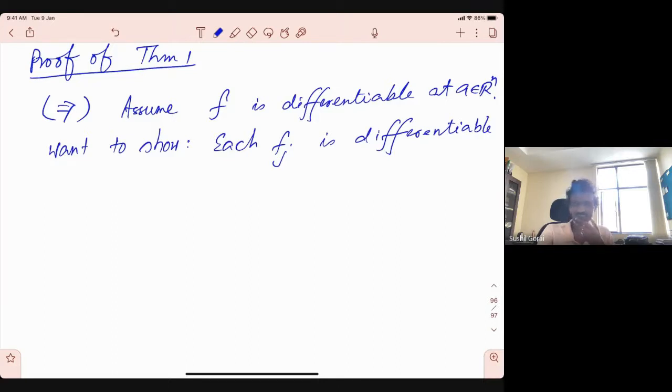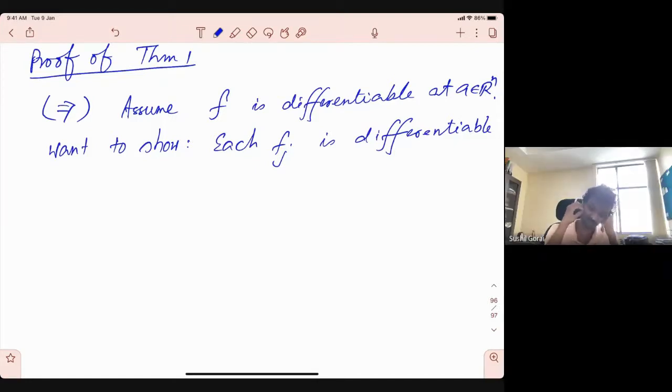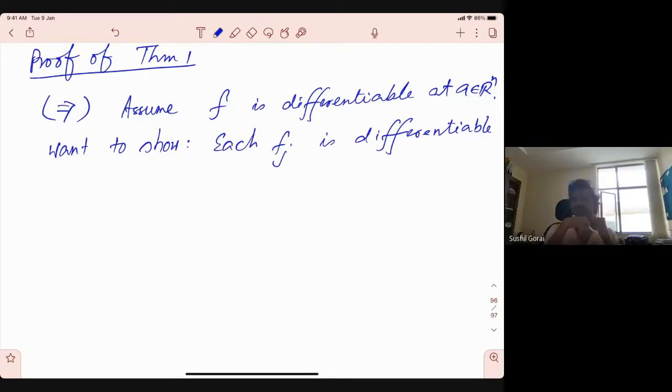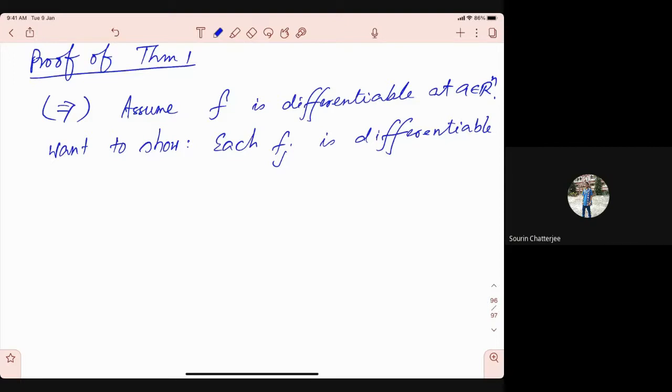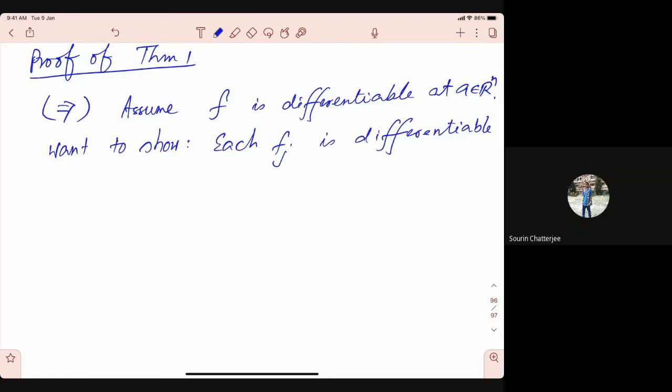Actually, is any linear map differentiable or not? It should be differentiable. Why is that so? Because in the definition of differentiability, we just approximate by a linear map. So any linear map can be approximated by this map only, so it should be differentiable.